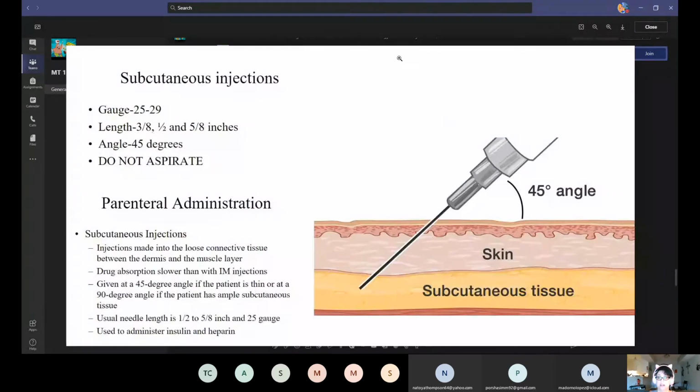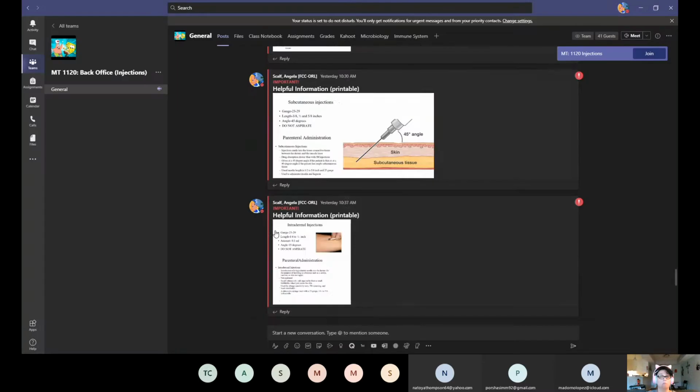And then I did the same with the subcutaneous. And the subcutaneous showing that it's going into that fatty layer. There's a 45-degree angle, and then it's talking as well with your needle gauges, the length, and how we do not aspirate. Okay, and this is giving you more of the instructions.